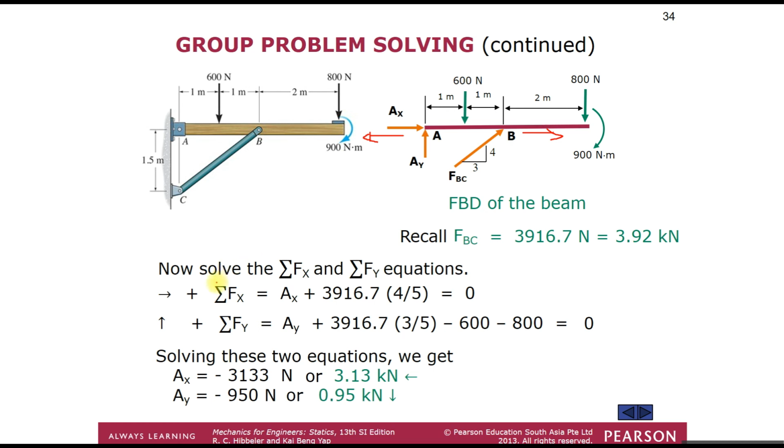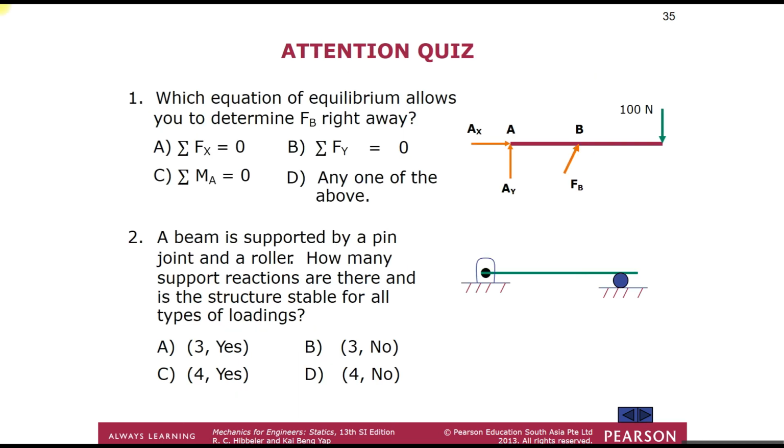And for the summation of Fy, it is AY plus the value of FBC, and also minus 600 and minus 800 Newton equals 0, and we will get the value of AY as minus 950 Newton. So the direction is downwards. You can answer either this way, maintaining the direction, or this way, showing the correct direction. Both methods are accepted.